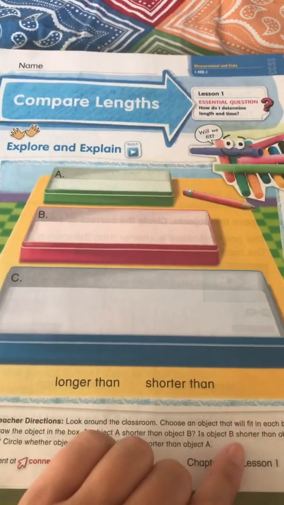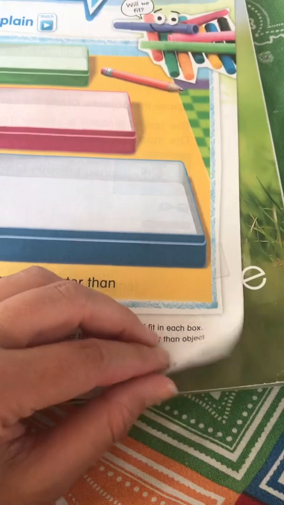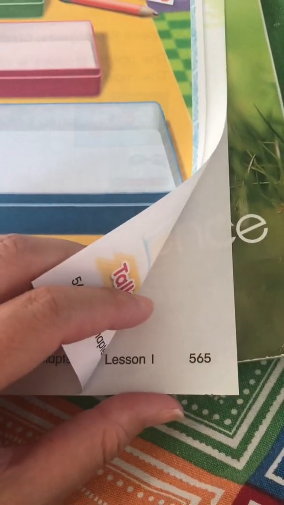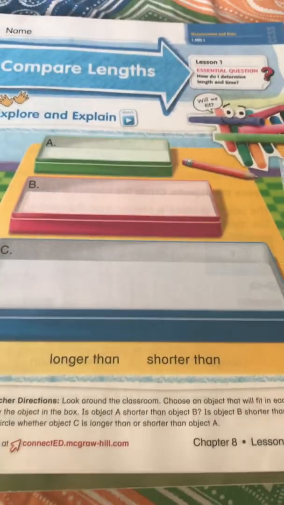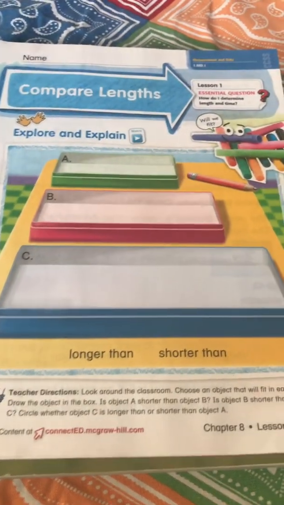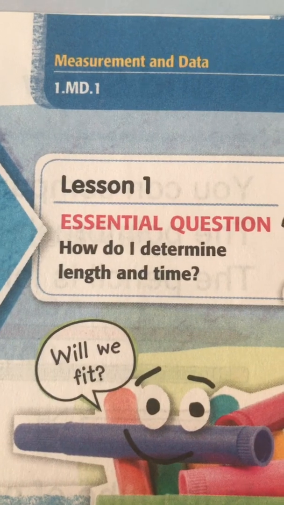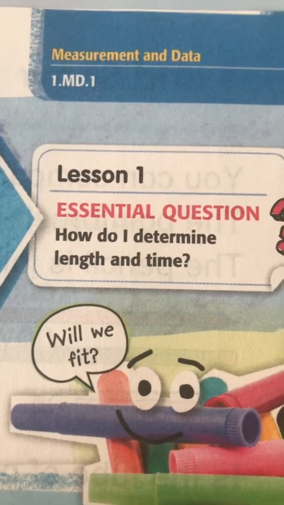Okay, if you guys have these pages, 563, 564, 565, 566, we're going to do those next. You can pause the video if you need to tear them out. Okay, so we're going to compare lengths. Let's read the essential question. Ready? How do I determine length and time?